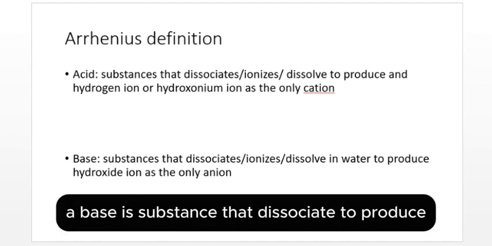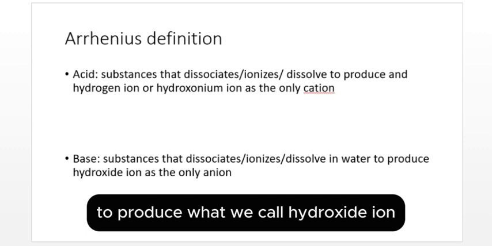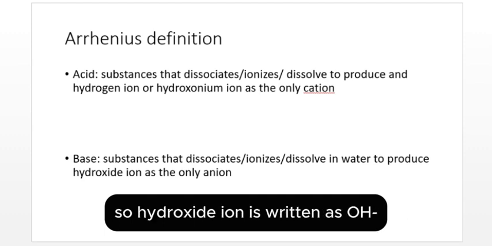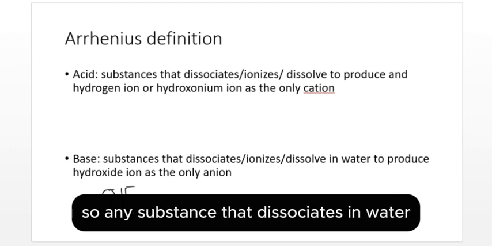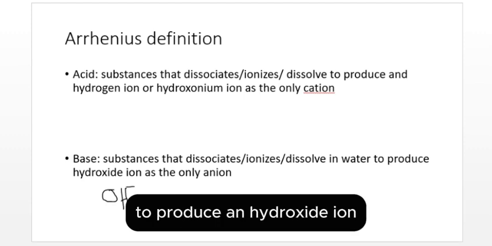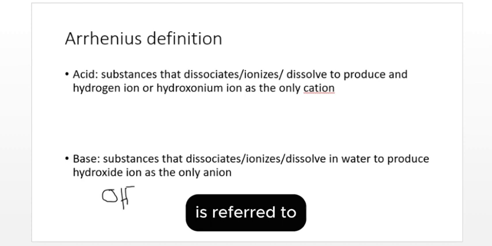Now, the definition of a base, according to Arrhenius, is a substance that dissociates to produce what we call hydroxide ion. Hydroxide ion is written as OH minus. So any substance that dissociates in water to produce a hydroxide ion is referred to as a base.